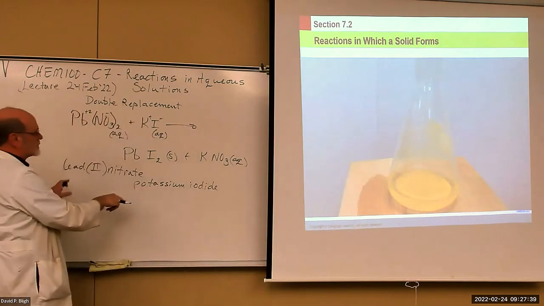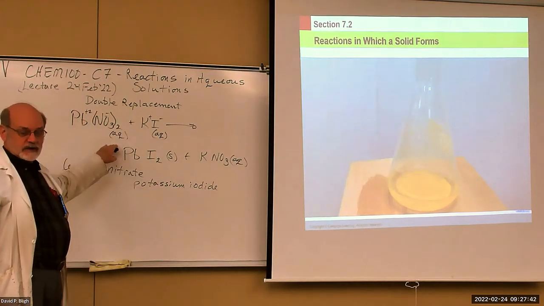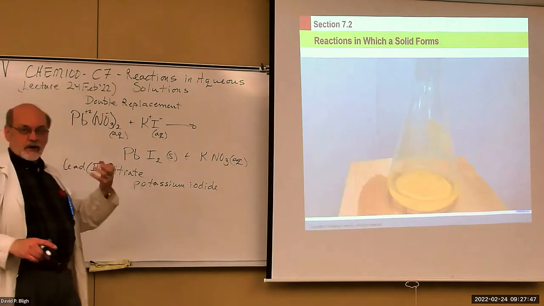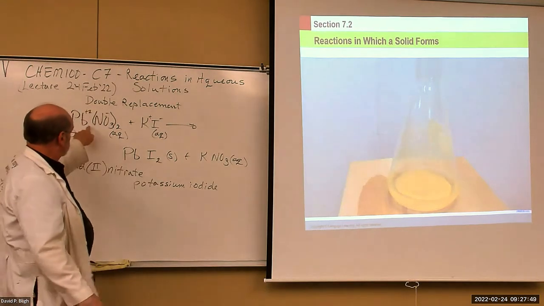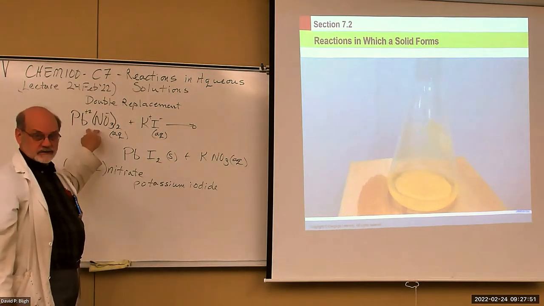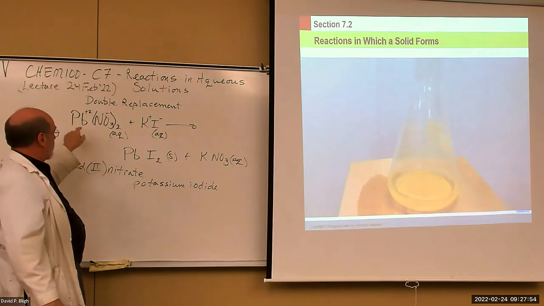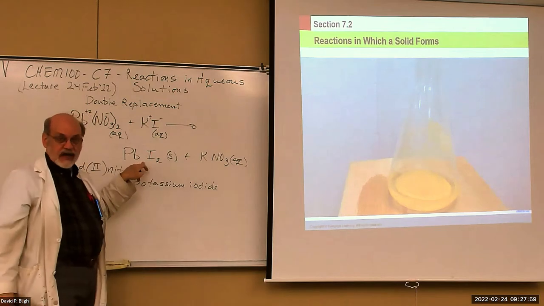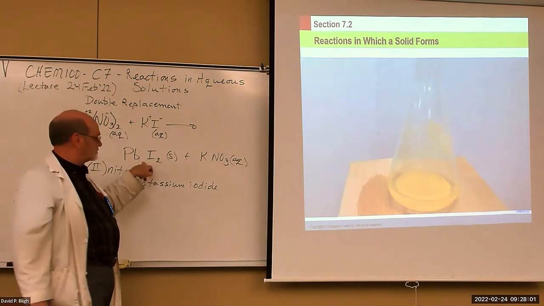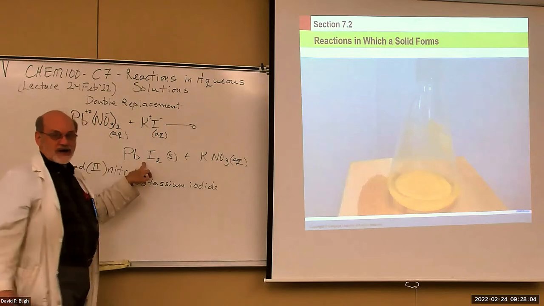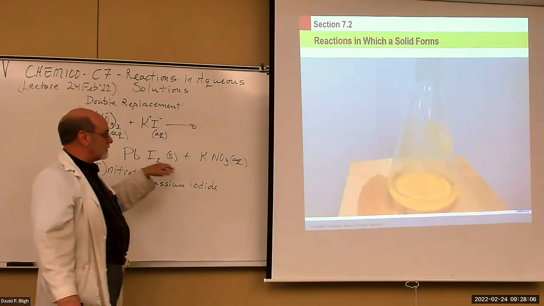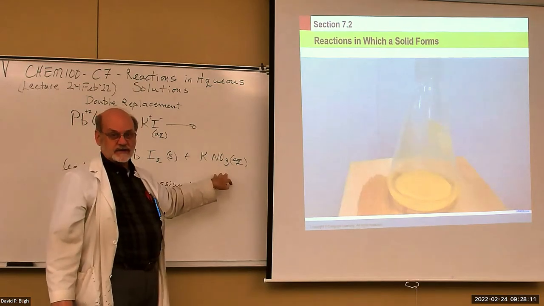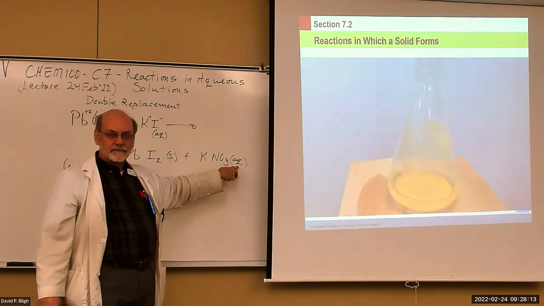Those are the two compounds that are in aqueous solution. They're both soluble. When we put them together, these separate ions in solution have a chance to mix. And the lead and the iodine combine and make a solid, which is insoluble. This is lead II iodide. And then we have left over the ions that did not react, the potassium and the nitrate. So they are still in solution.